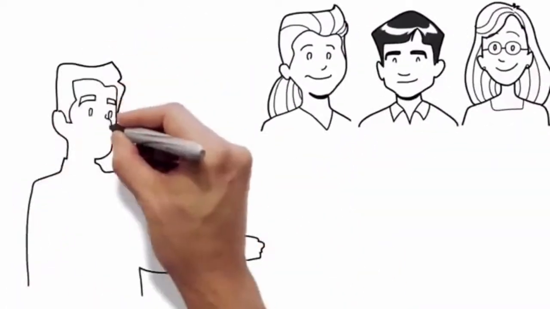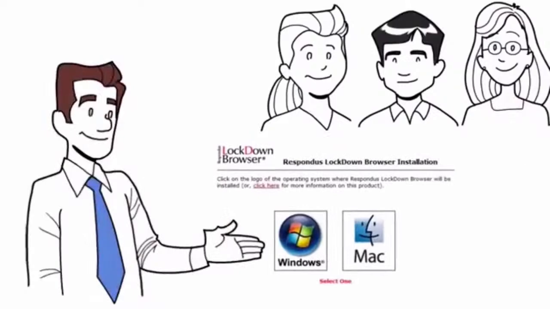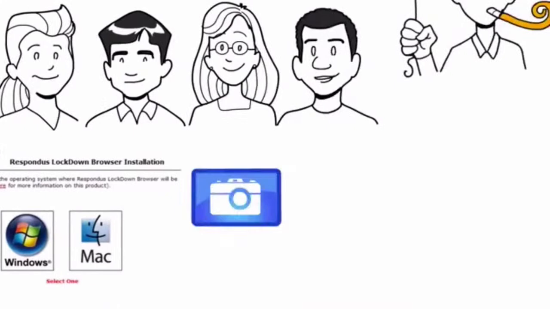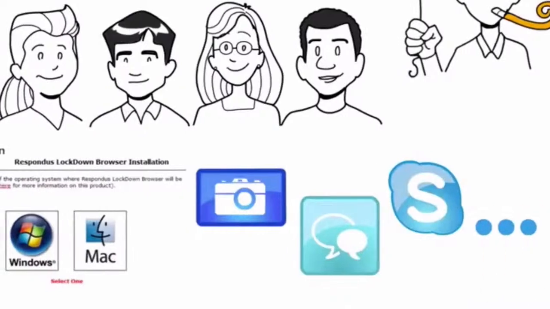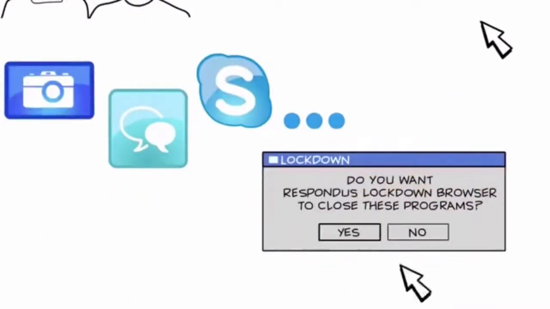Your instructor will provide a link for downloading and installing Lockdown Browser. When you start it, Lockdown Browser might warn you that certain applications have to be shut down before you continue, like screen capture programs, instant messaging, Skype, pretty much anything that lets you communicate with the outside world. You can close those applications yourself or let Lockdown Browser do it for you.